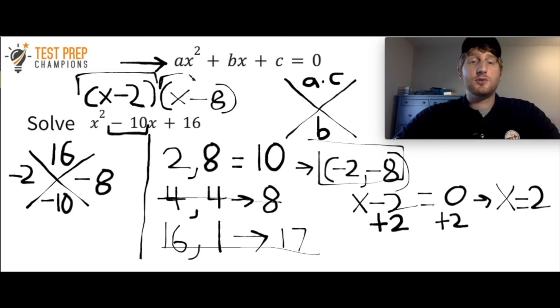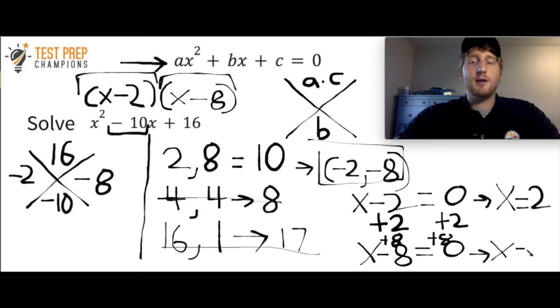Now there's a second solution too, and I have to look at this x minus 8 and set that equal to 0. I'm going to run out of room to really draw this out here, but basically what I have to do is add 8 to both sides of the equation here. And once I do that and I rewrite, I'll see that x equals 8. So the two solutions to the quadratic equation here are x equals 2 and x equals 8.